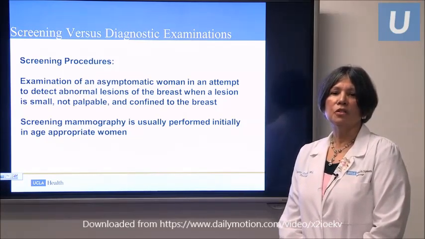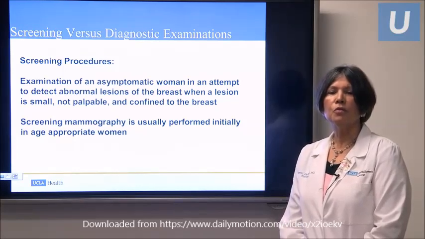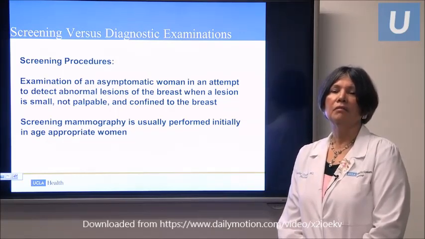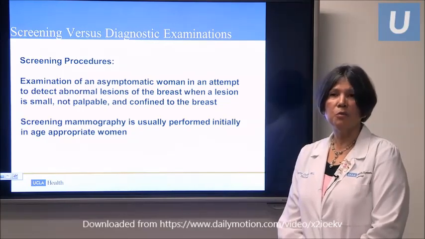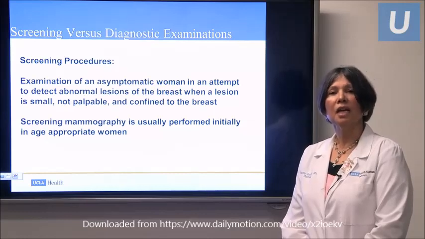A screening procedure is an exam for asymptomatic women. Those are the women who do not have any complaints, and they're coming in primarily for screening, and we are looking for a lesion that could not otherwise be detected. Screening mammography is usually performed initially in age-appropriate women.